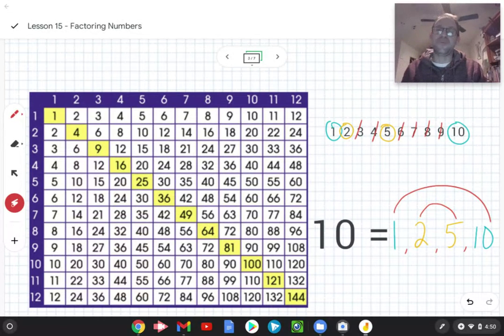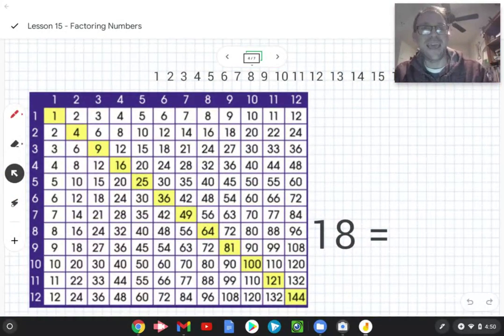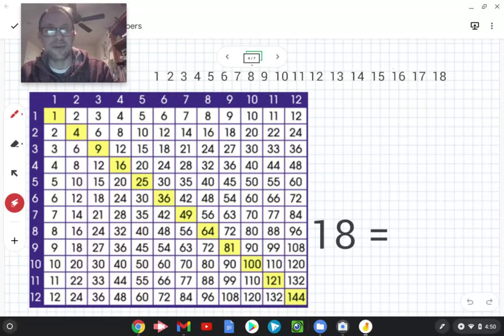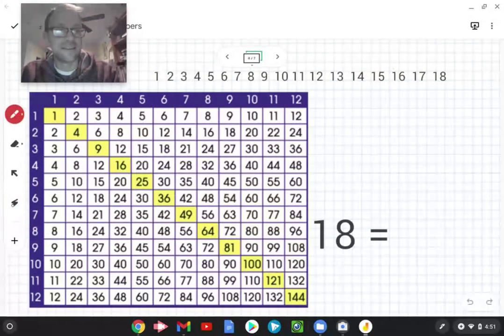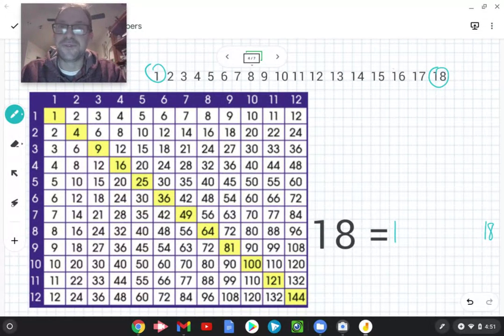So let's see how we can use the factor rainbow to keep our thinking organized with this next example. Let's go ahead and factor the number 18. You can see I still have the same similar number list with all 18 numbers. We've got the multiplication chart, the number 18. So let's start at the beginning. Okay, let's start with number 1. Does 1 times anything get us 18? Well, of course it does. 1 times 18. Absolutely. So I'm going to circle 1, circle 18. There we go. We're off to a fine start.